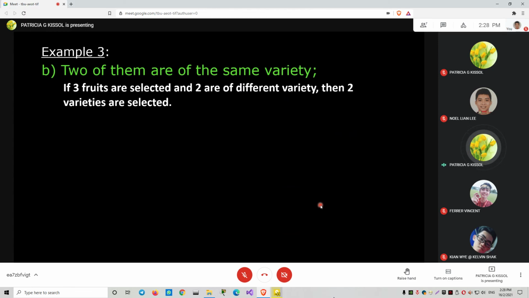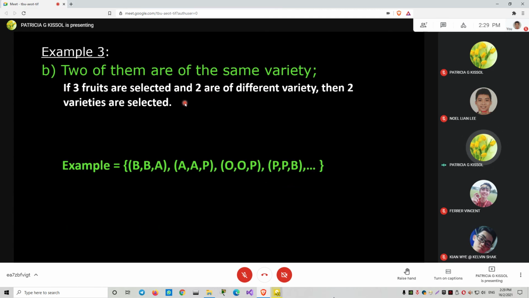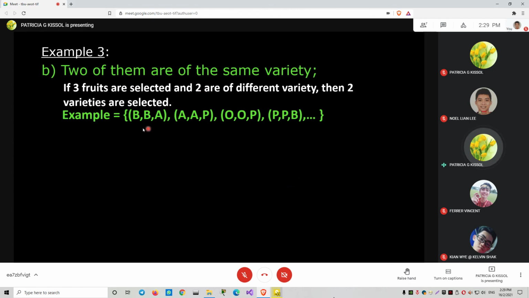So from the three fruits, we can only select two types of fruits. Because if you have three fruits and two of them are the same, only two varieties are selected. So examples are like banana, banana, apple, apple, apple, pear, all these combinations, and it's a long list. Yeah, we can list it out, but I think I list all of it.